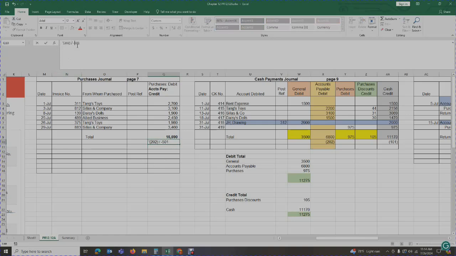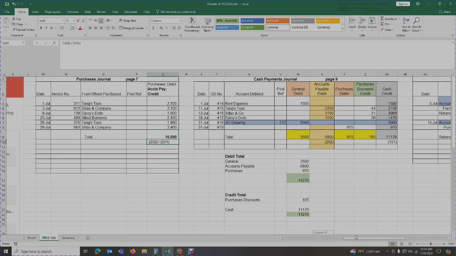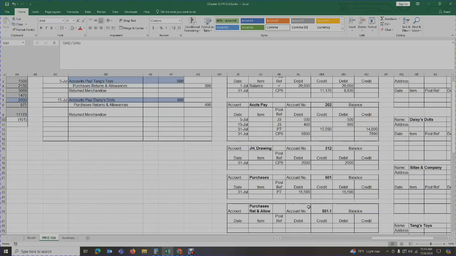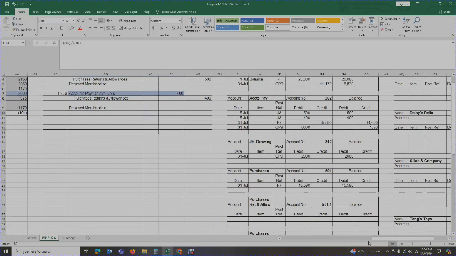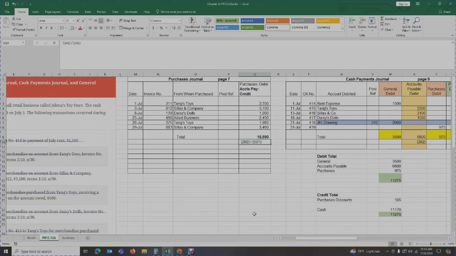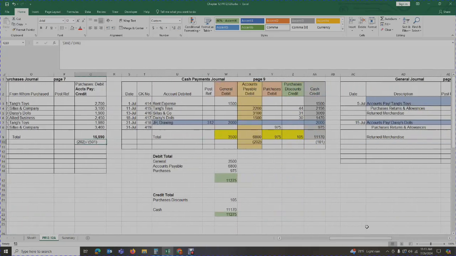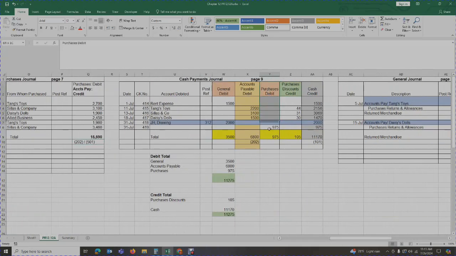So this particular amount is posted to two different accounts. We posted to account number 202 and account 501. So the $15,590, the debit goes to purchases, the credit goes to accounts payable. So therefore it's hitting two of our accounts. Okay, so that takes care of that $15,590. Now we're going to look at our cash payment journal, and we have a column for purchases right here.